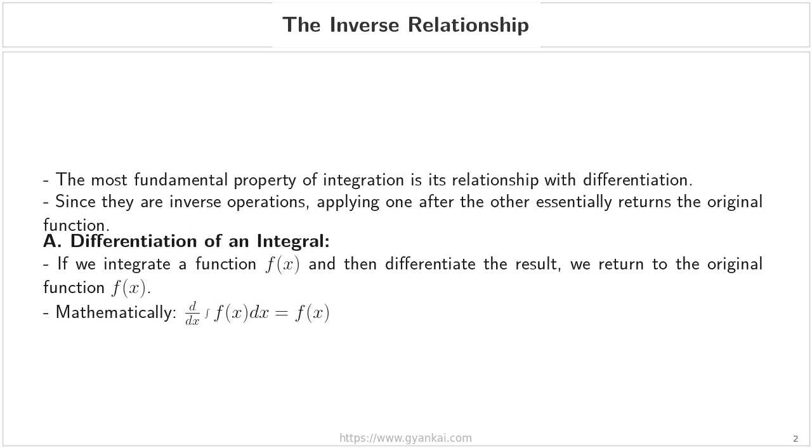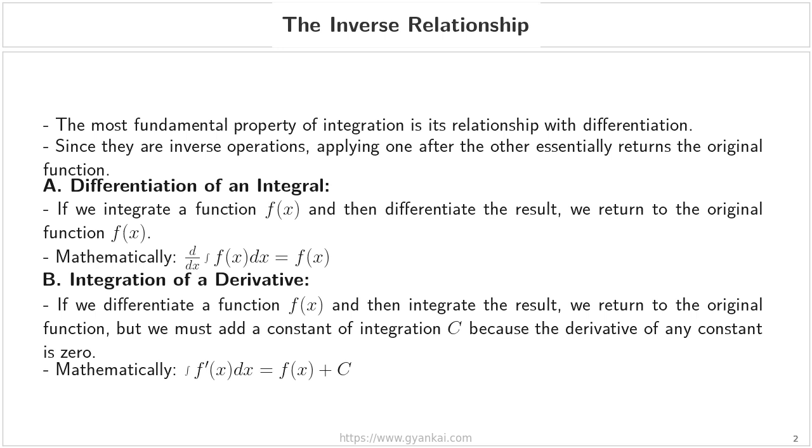Now let's look at this a bit more formally. We have two key points here, labeled A and B. A, differentiation of an integral. This part states that if you first integrate a function, let's call it f of x, and then differentiate the result, you'll get back the original function f of x. Mathematically, this is written as d by dx of the integral of f of x dx equals f of x. So the d by dx represents the derivative with respect to x. The integral of f of x dx is the integral of the function f of x. And the result is simply f of x. It's like the integration and differentiation cancel each other out.